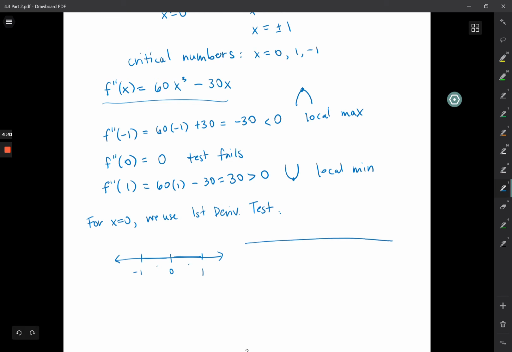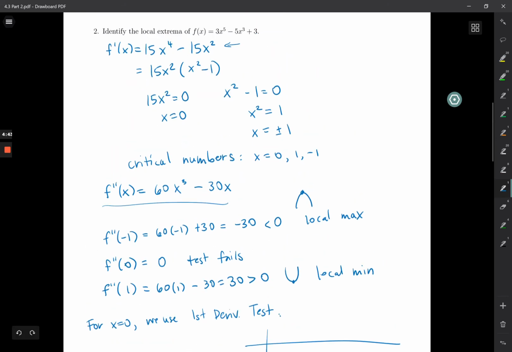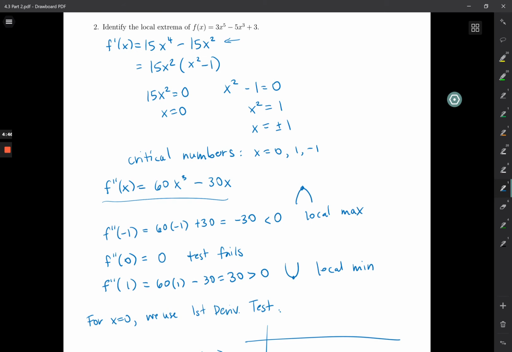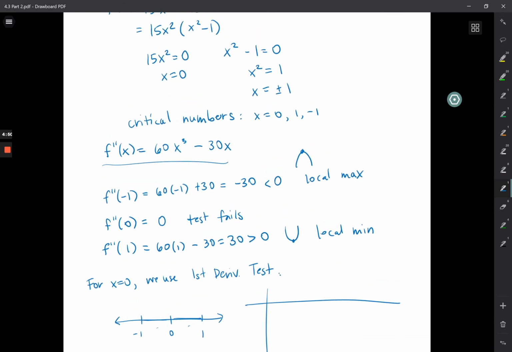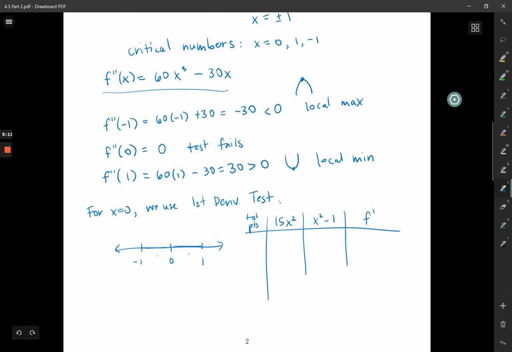Let's see, where's our derivative? So we got 15, so we have two terms. Try to keep everything in the frame. We'll have our test points, so creating our sign chart now. We'll have a term for 15x squared and x squared minus 1, and then this is the sign of f prime.